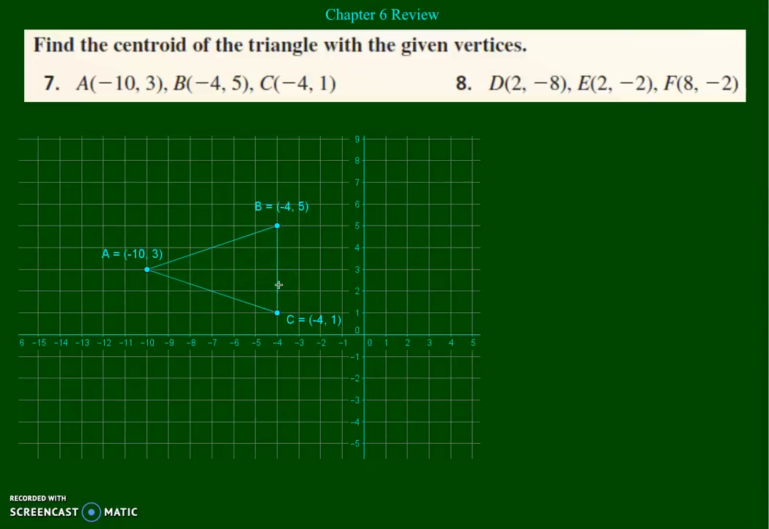BC is an easy one because it's vertical, so finding that midpoint should be fairly straightforward. We know that the x-coordinate of the midpoint is going to be -4, simply because both x-coordinates of B and C are -4. So we need to find the midpoint between 5 and 1. That's 5 plus 1 divided by 2, which is 3. Remember, midpoint is the average of the endpoints, in this case the average of the y's, so it's 3. So our midpoint is going to be right there.